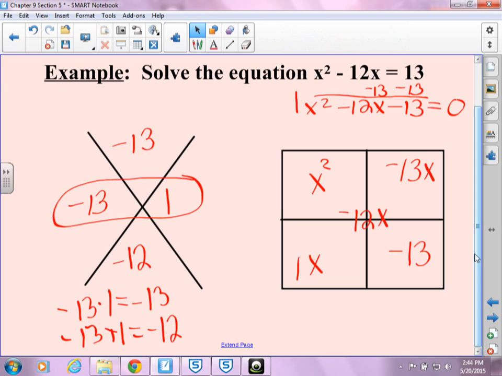Now I'm going to factor. What times what gives me x squared? I get x and x. x times what gives me negative 13x? I've got negative 13.